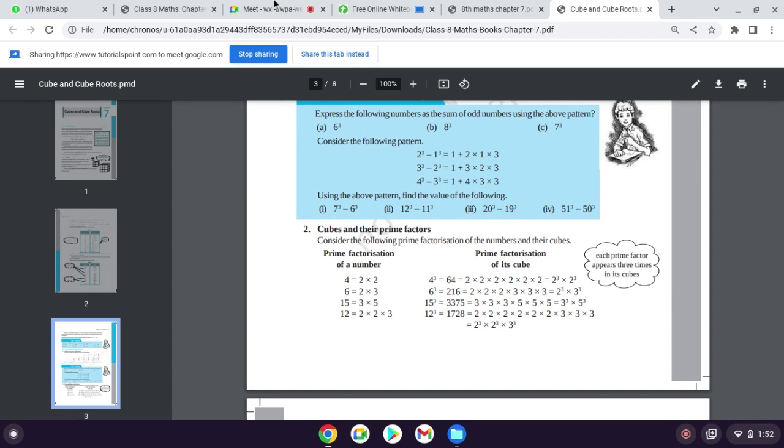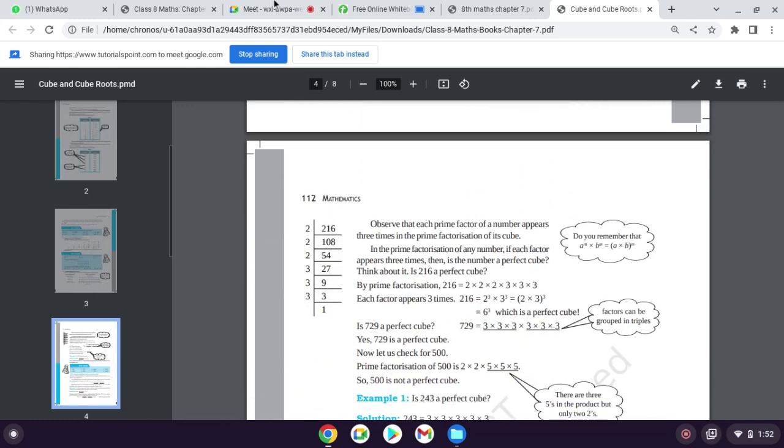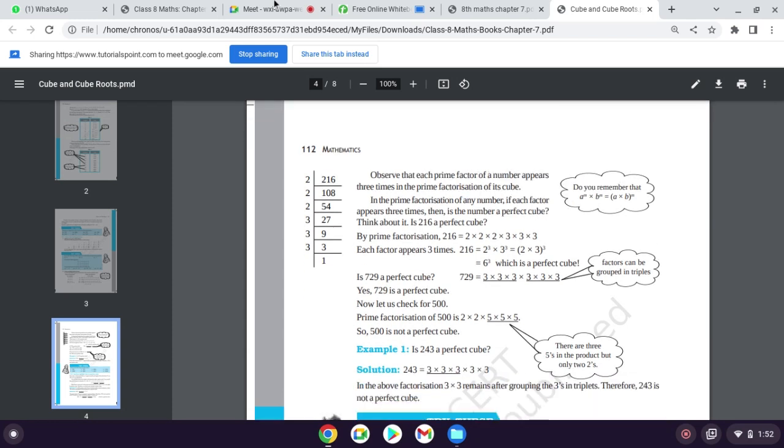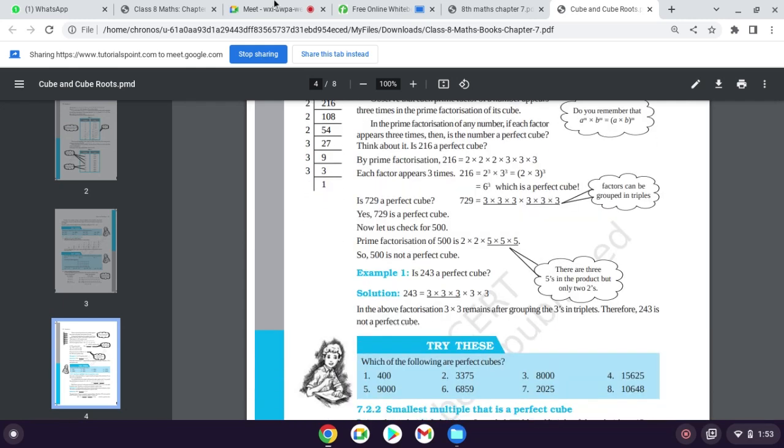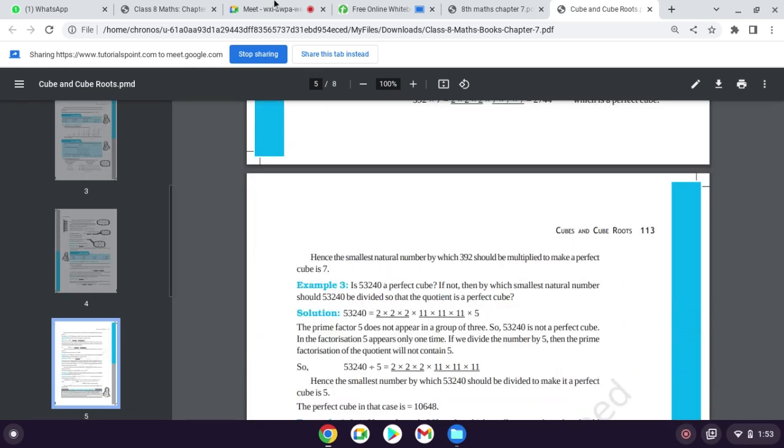Now the next thing is cubes and their prime factors. Prime factorization of a cube. For example, you have to get the prime factorization using division. You have to use only prime numbers. Prime numbers are the numbers that are present only in the table of one and their own table. Got it? Yes, ma'am. So you have to do the prime factorization like that. On page number 112, they did the prime factorization of 216. Same thing. They use only prime numbers. If a number comes thrice, then you can make a cube of that number. Cube of that number means index notation.